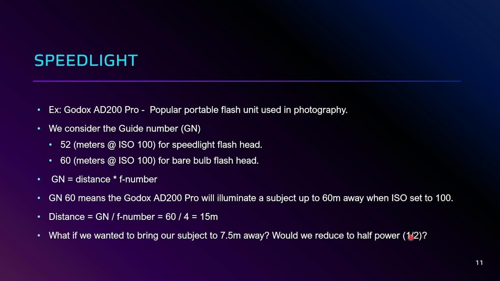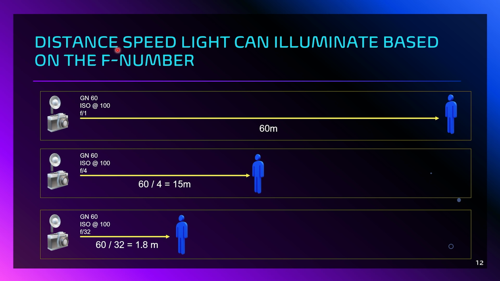This slide shows the distance a speedlight can illuminate based on the f-number. So here you can see the camera and the flash with the gauge number of 60, and we are keeping the ISO at 100 always. In all the pictures you can see the ISO is 100, the gauge number is 60. That means we are keeping the flashlight at full power always, but we are changing the aperture values.